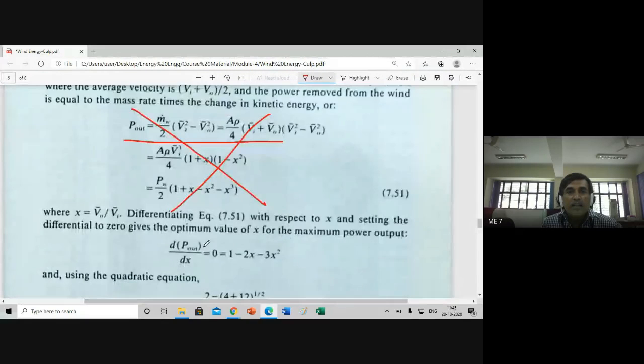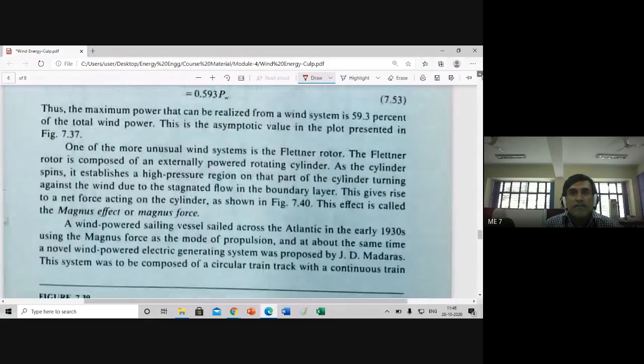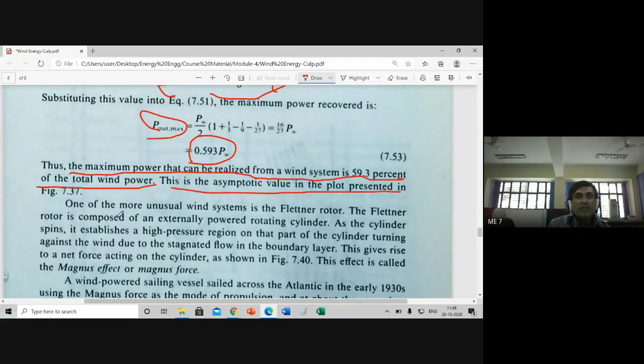Further, differentiating P with respect to x and equating to 0, we get x maximum as 1 by 3. With that, the maximum P available is 0.59 times the P_W. Thus, the maximum power that can be realized from a wind system is 59.3% of the total wind power. This is the asymptotic value in the plot present in the figure.